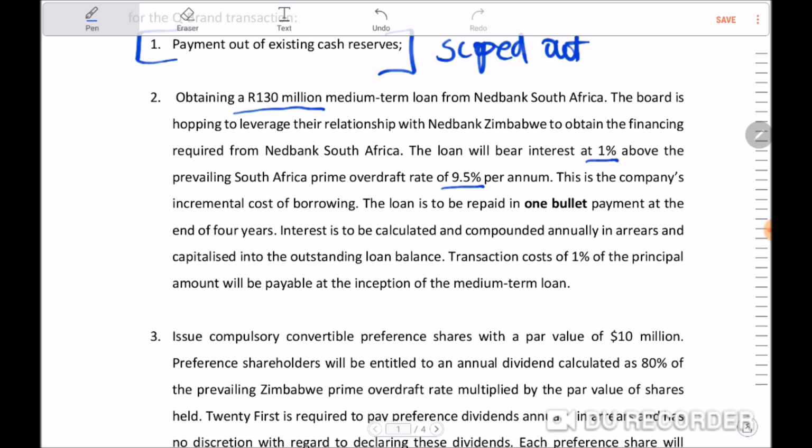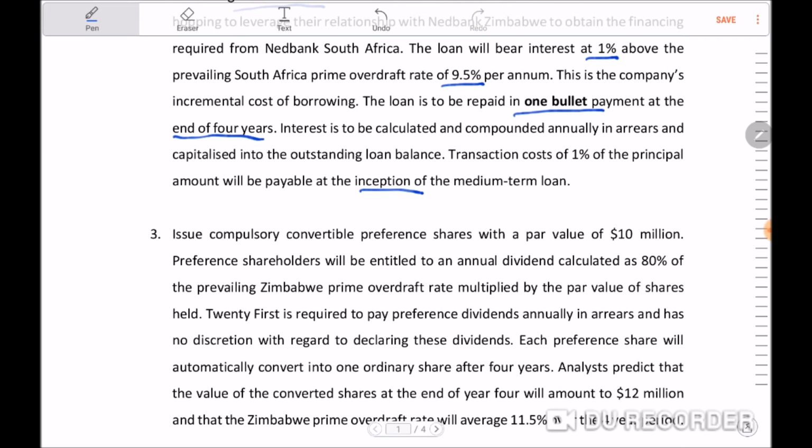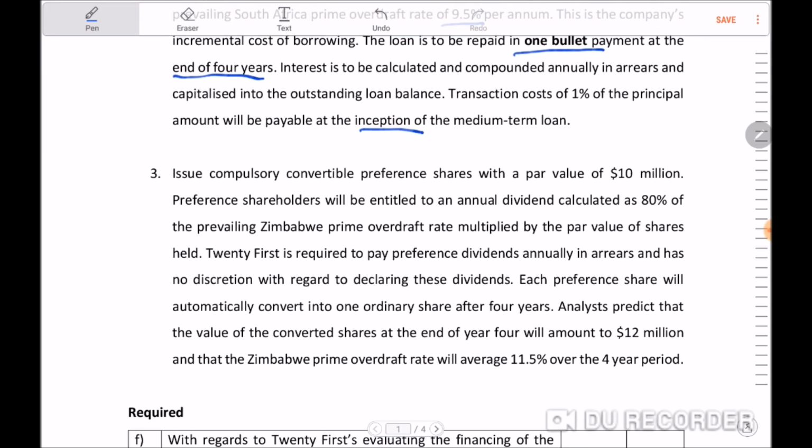The loan is to be repaid in one bullet payment at the end of 4 years. Interest is to be calculated and compounded annually in arrears and capitalized to the outstanding loan balance. And a transaction cost of 1% of the principal amount will be payable at inception of the medium-term loan. And our second option is the issue of compulsory convertible preference shares with a par value of $10 million.